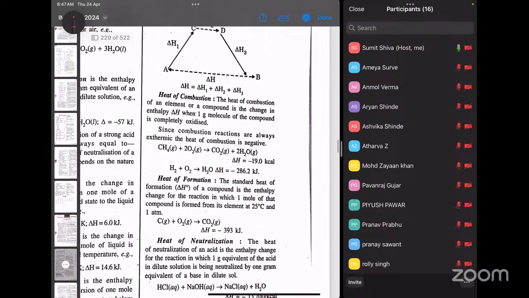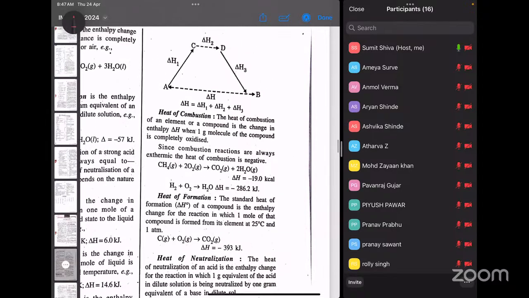Next is heat of combustion. Heat of combustion of an element or a compound is the change in enthalpy, delta H, when 1 gram molecule, which is nothing but 1 mole, of the compound is completely oxidized. Completely oxidized means it is completely burnt. Are you getting it? Heat of combustion.